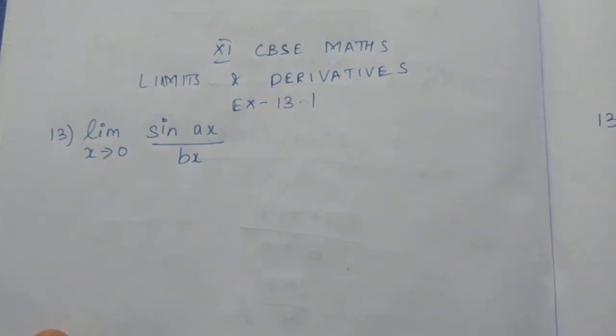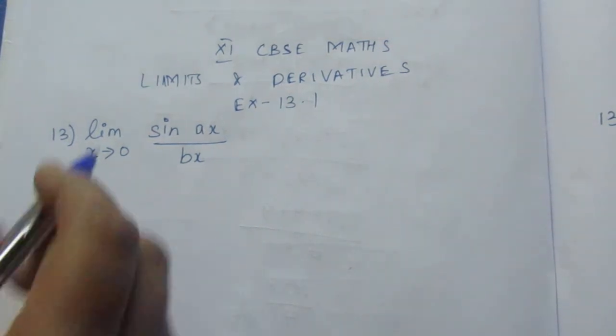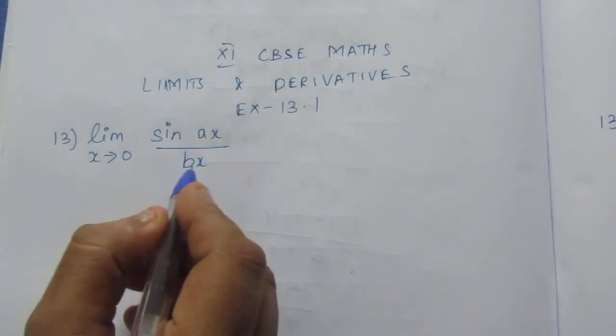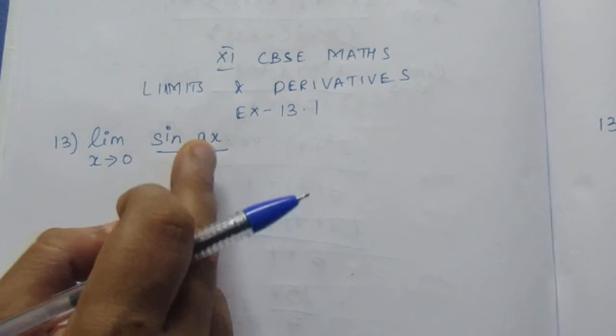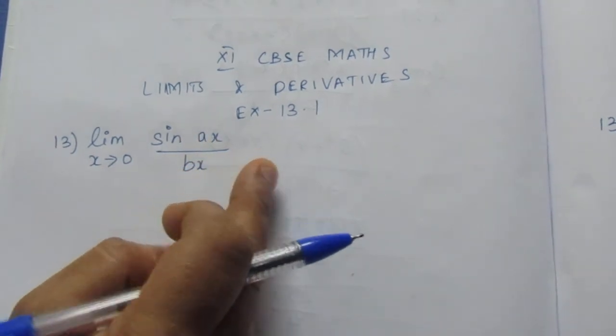Today we are going to see 11th CBSE Maths Limits and Derivatives exercise 13.1. Question number 13. Let's see the question. Limit x tends to 0 sin ax by bx. We know a formula: limit x tends to 0 sin x by x is equal to 1.